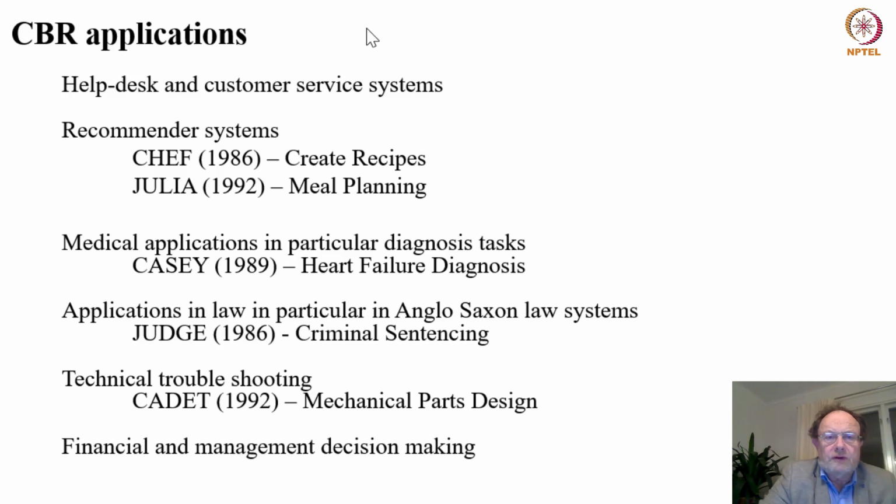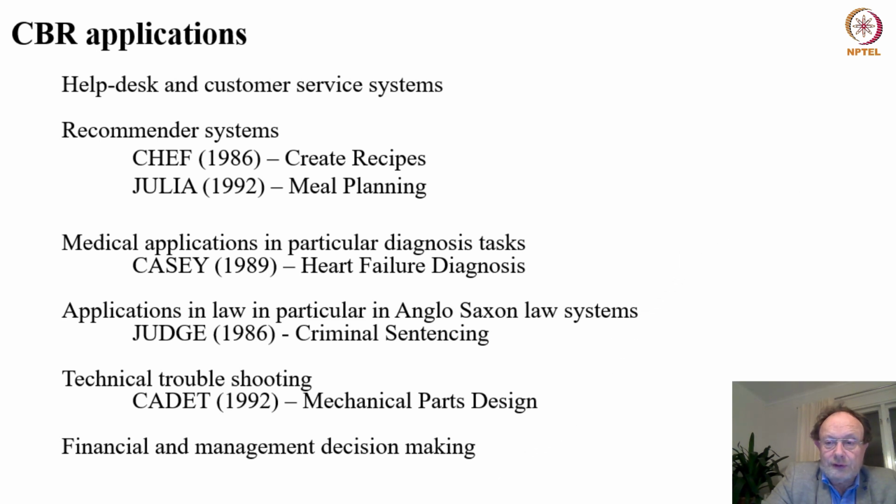CBR is a very much applied area, so not surprisingly there are many very active application sectors. On this slide, a few of those are mentioned. The more important ones: help desk and customer service systems, recommender systems, not surprisingly, medical applications, in particular in diagnosis, applications in law, in particular in the Anglo-Saxon legal systems, as I already commented on, technical troubleshooting, and financial management and decision making.